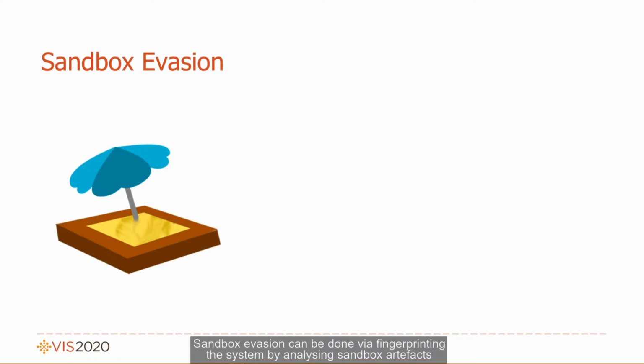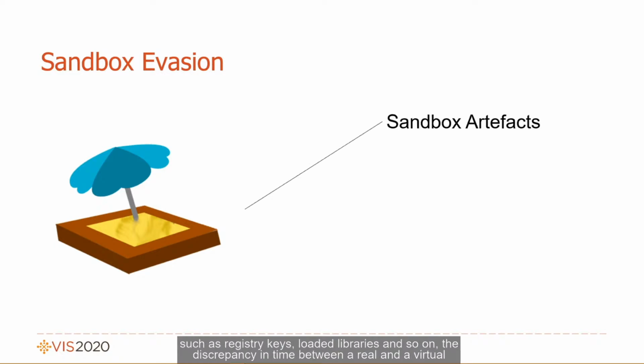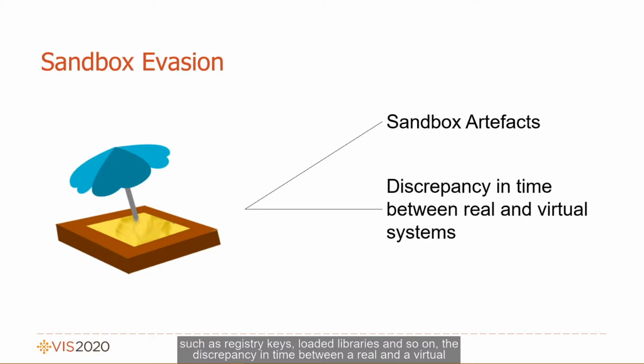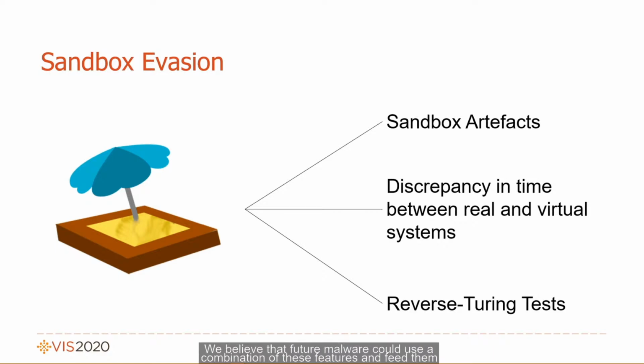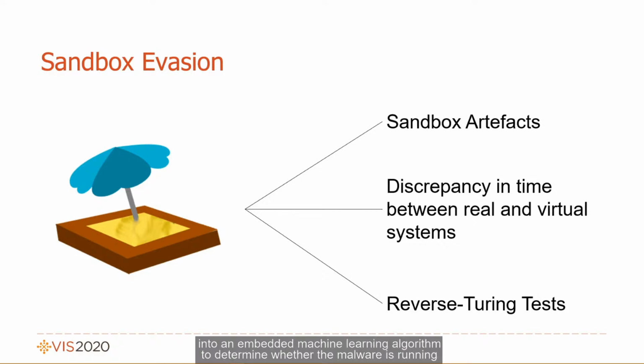Sandbox evasion can be done via fingerprinting the system by analysing sandbox artifacts, such as registry keys, loaded libraries, and so on, the discrepancy in time between a real and virtual system, and performing reverse Turing tests. Reverse Turing tests are also employed in some malware samples, and we expect this trend to significantly increase in the near future, given it is hard for anti-malware systems to cope with it. We believe that future malware could use a combination of these features and feed them into an embedded machine learning algorithm to determine whether the malware is running on a real host or not. Similarly, the anti-malware system can detect whether the malware is using evasive techniques or not.